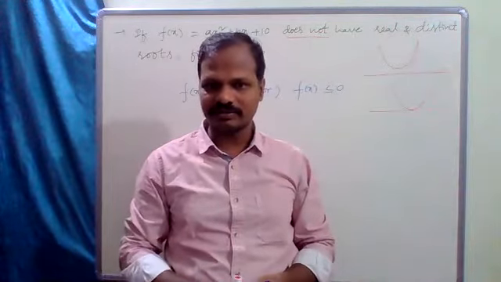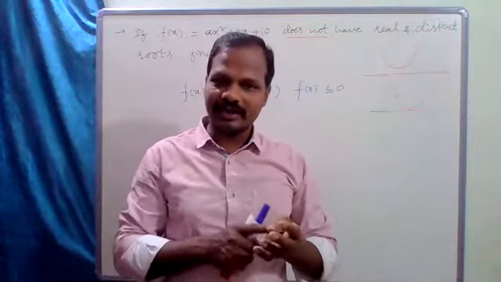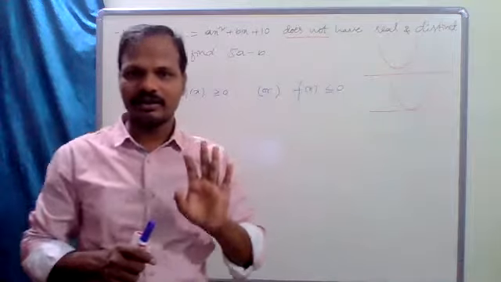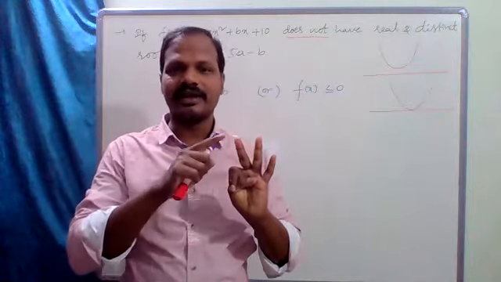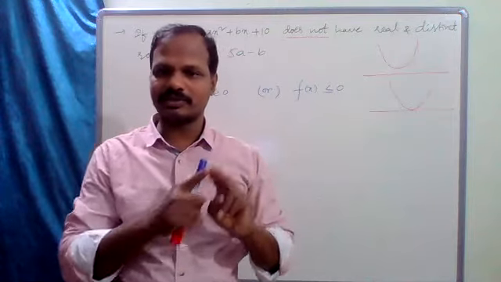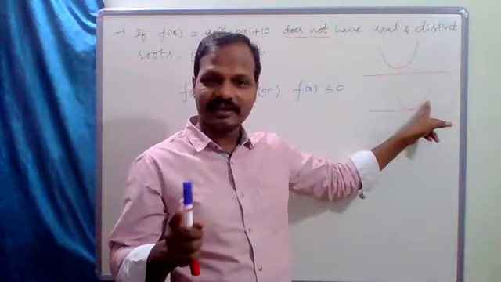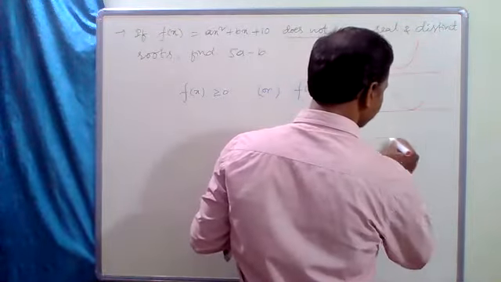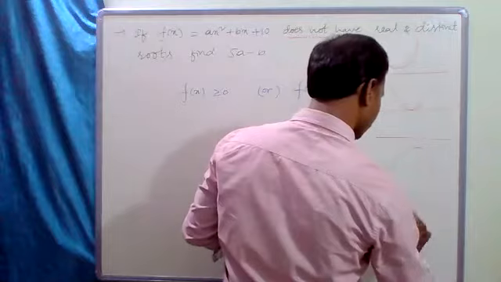Don't confuse. Clear? Does not have real and distinct. The possibilities of roots are real and distinct, real and equal, and imaginary. Three cases. So the first case fails, which means the remaining two cases are possible. This is imaginary. This is real and equal. And another possibility is like this, or like this.